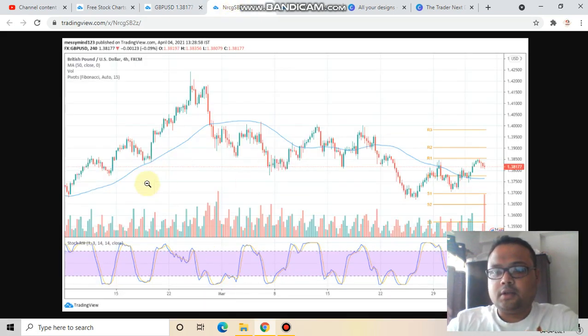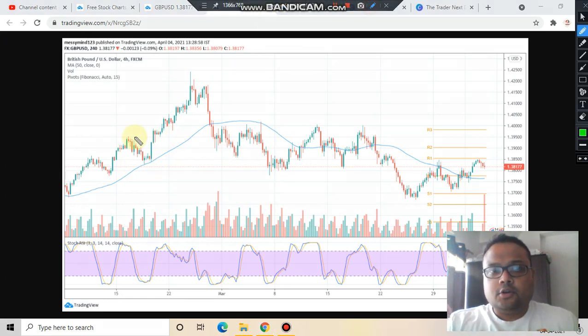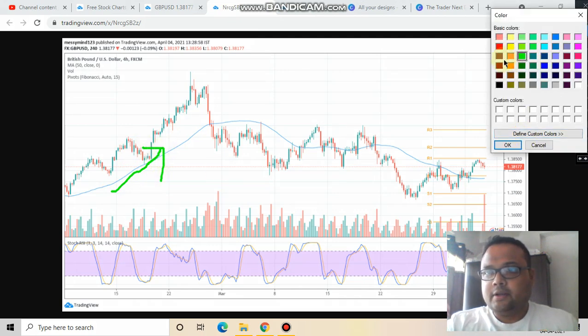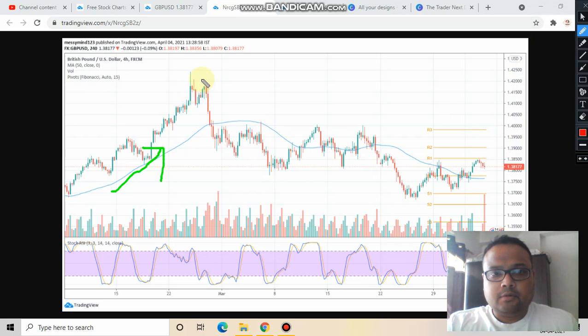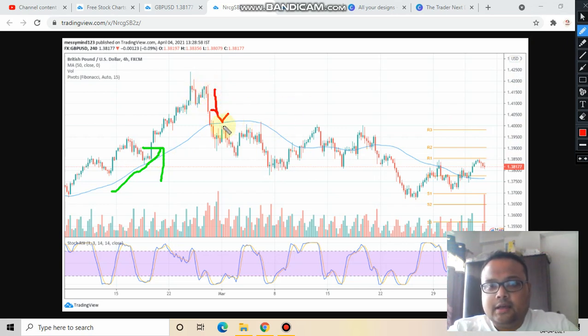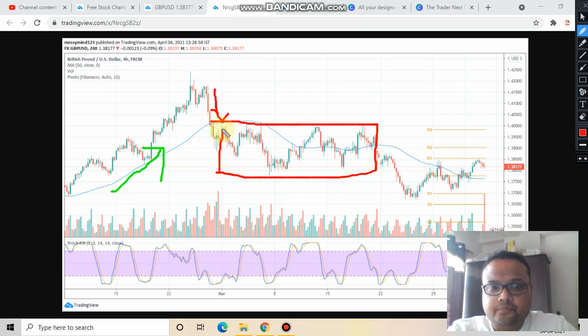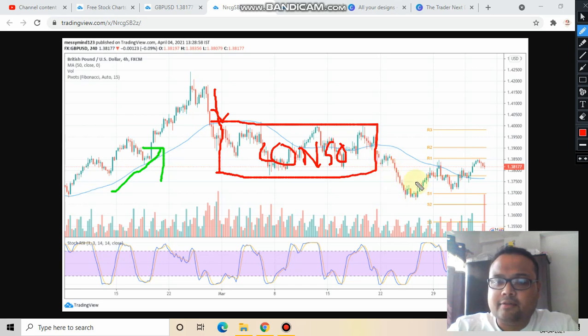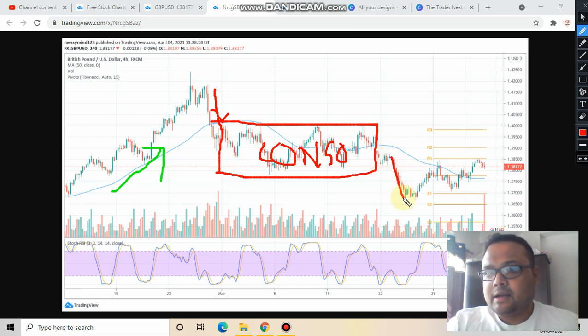This is the overall trend of the market. So what do you see? Market was in an uptrend, and from this particular point, market fell. After that, market was in consolidation. Market was in a range, and after that, market fell again. But again, you can see that market is kind of in a consolidation.